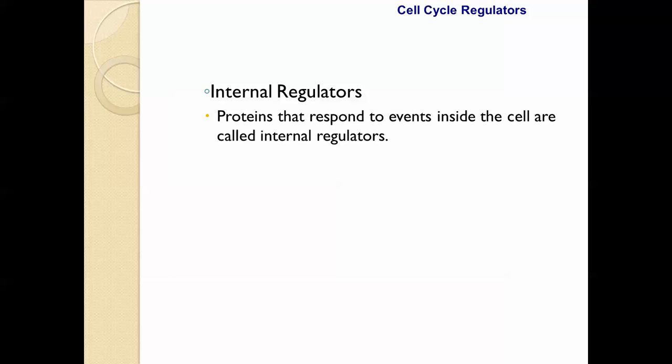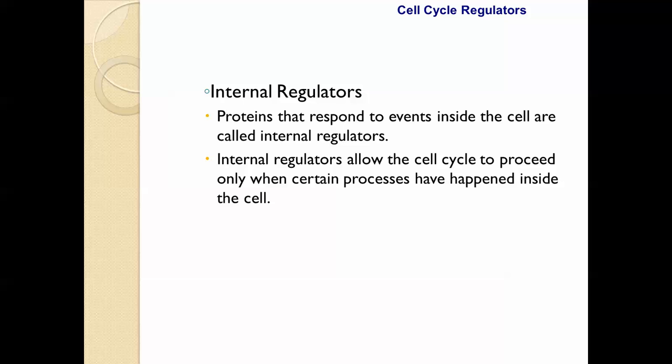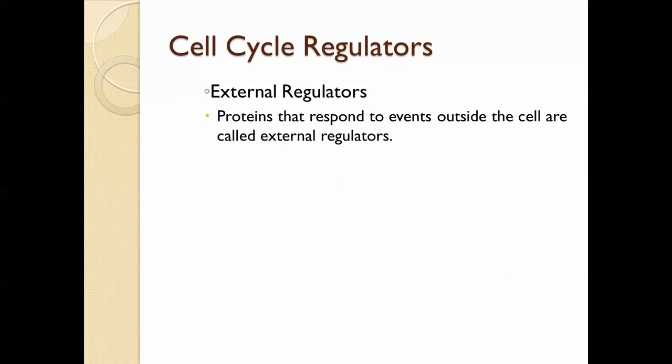We have two different types of cyclins. We have what are called internal regulators, and these are the proteins that respond to events inside the cell. Inside, internal, kind of self-explanatory. Their job is to allow the cell cycle to proceed only when certain processes have happened inside the cell. So an internal regulator will only allow the cell cycle to proceed when something has been produced or made, or some specific thing happens inside the cell. That's our first type, internal regulators.